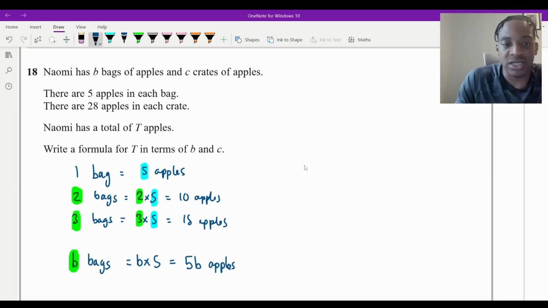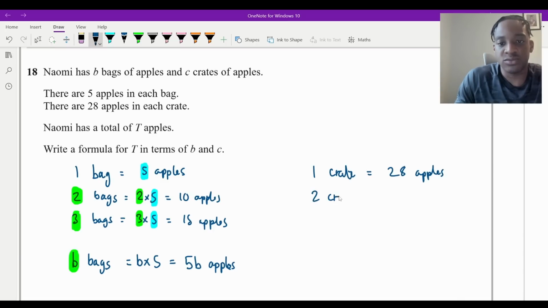Now we've got to do the same thing for crates. So we could say here that, from the information given, we know that one crate is just equal to 28 apples. For 2 crates, we just double that number. Again, the pattern will be formulated. It will be 2 times 28, which is equal to 56. 56 apples, right? And so on and so forth, right? We're just going to do the number of crates times the original amount of apples in one crate.